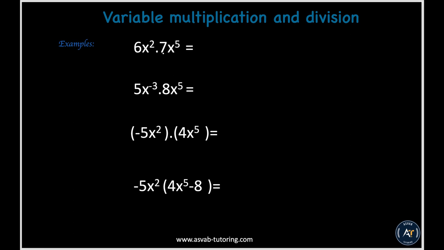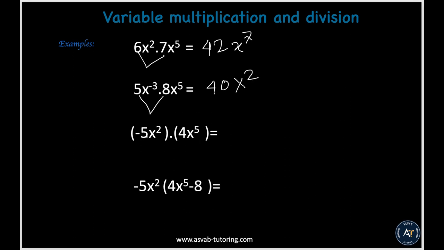If you want to multiply variables, you need to multiply the numbers first, and then you need to add the exponent of the variable. So 6 times 7 is 42, x to the power 5 plus 2 is 7. So next one, do the same way. 5 times 8 is 40, x to the power 5 minus 3 is 2.